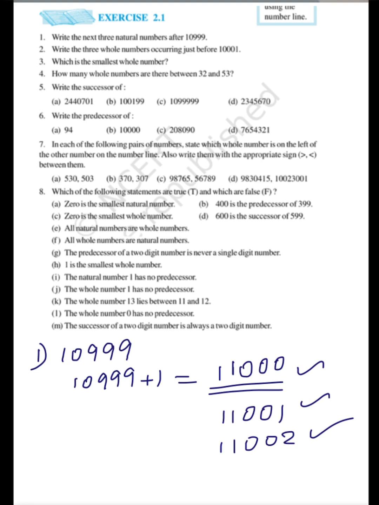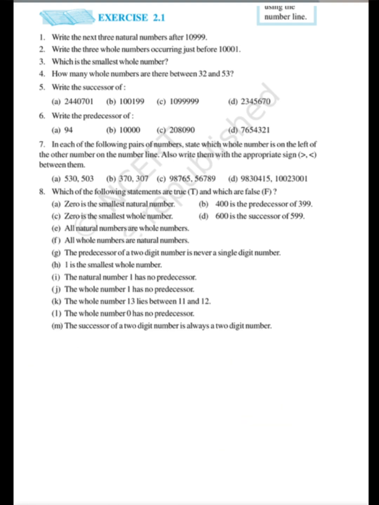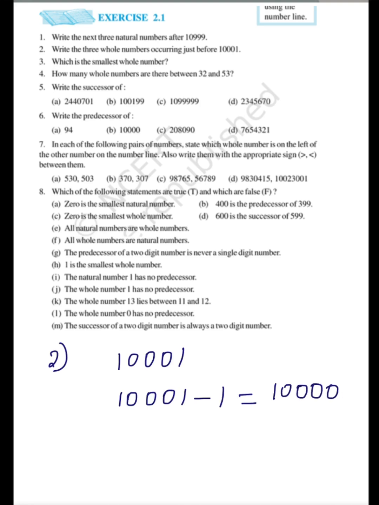Write the three whole numbers occurring just before 10,001. What is the question? You have to write the three whole numbers occurring before 10,001. So the number just before 10,001, how will you find it? You have to just subtract 1. Then what will you get? You will get the number 10,000. This is the number just before 10,001.